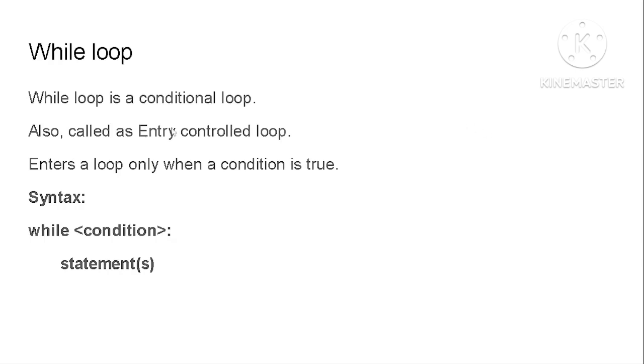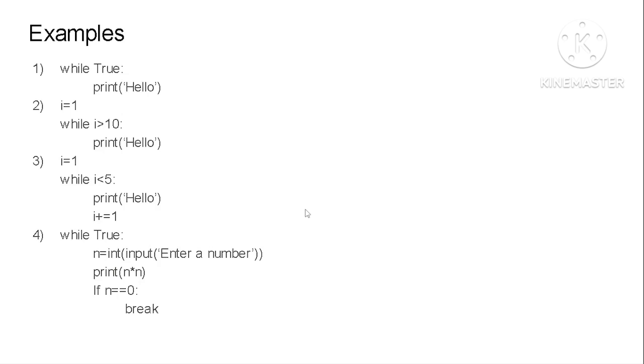So for this purpose, it is called an entry controlled loop. An entry is controlled with the help of a condition. If the condition becomes false, the statements below the while loop will not get executed. So the syntax is: while condition colon. Below that you will give a set of statements or a single statement, and based on the condition the statements will get executed.